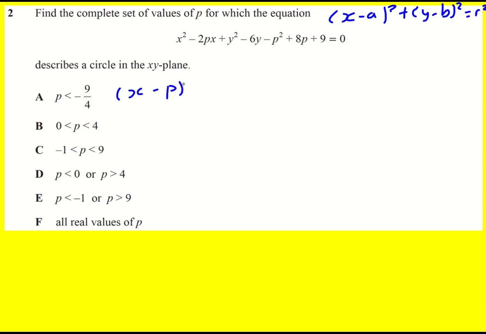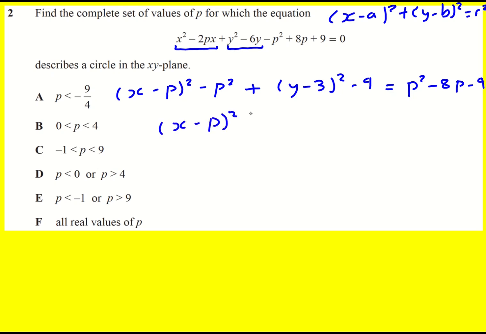So (x minus p) squared minus p squared will give me this term. And then plus (y minus 3) squared minus 9 gets me y squared minus 6y. Then I'm just going to set that equal to p squared minus 8p minus 9, which means (x minus p) squared plus (y minus 3) squared is going to equal 2p squared minus 8p, and then actually these cancel.